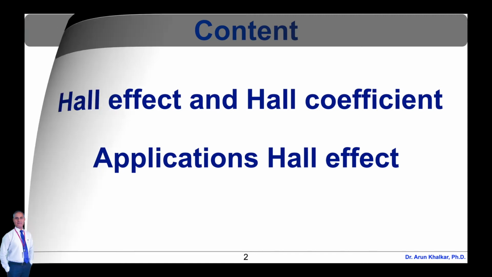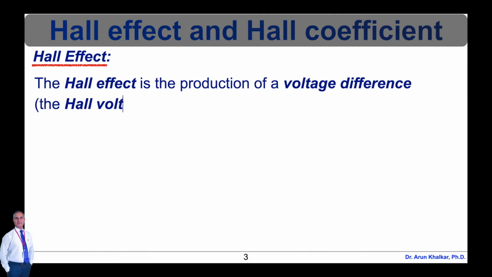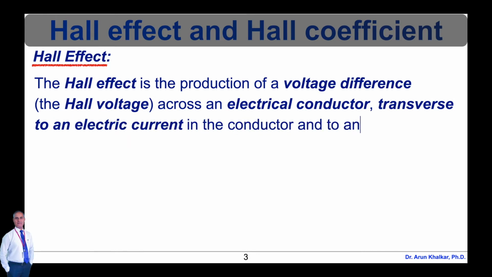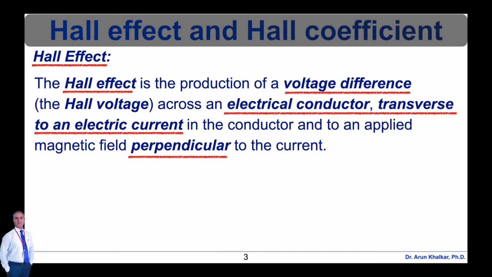Hall effect. The Hall effect is the production of a voltage difference, which is called the Hall voltage, across an electrical conductor, transverse to an electric current in the conductor and to an applied magnetic field which is perpendicular to the current. It was discovered by Edwin Hall in 1879.